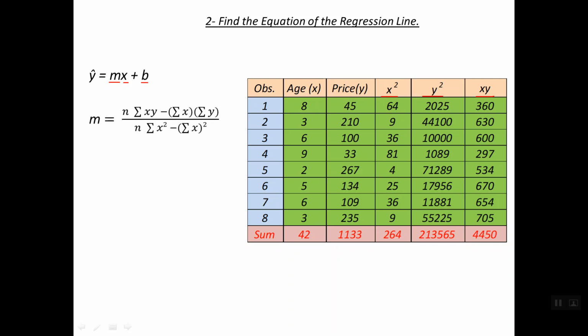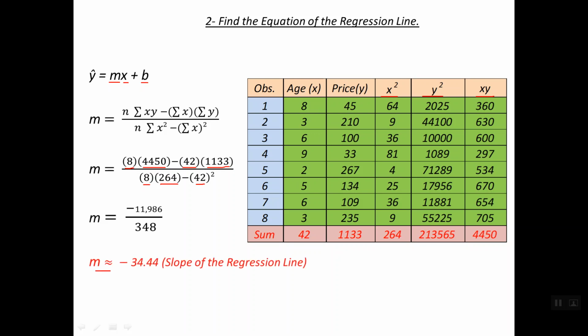This is the formula to compute the slope of the regression line. We can simply substitute. This is n, this is sum of xy, this is sum of x multiplied by sum of y divided by n, which represents the number of observations. This is the sum of x squared, and this is the sum of x all squared. If you complete, you will find the value of m to be minus 34.44. So this is the value of the slope of the regression line.